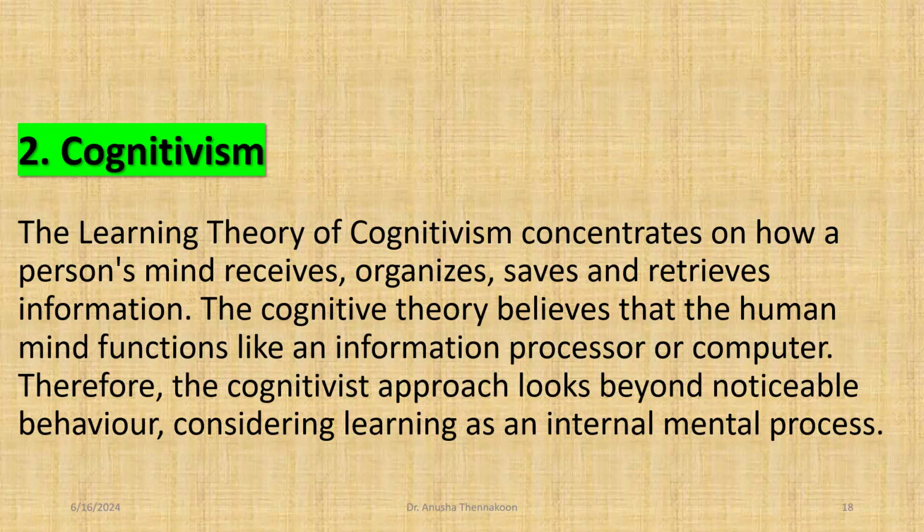Therefore, the cognitivist approach looks beyond noticeable behavior, considering learning as an internal mental process. Okay, behaviorism we just discussed. Behaviorism is observing observable behavior, what we can see. But the cognitivism theory focuses on unnoticeable behavior. That means it focuses on the brain. The theory of behaviorism is about noticeable, observable behavior. But the theory of cognitivism focuses on unnoticeable behavior. That means the behavior of our brain.